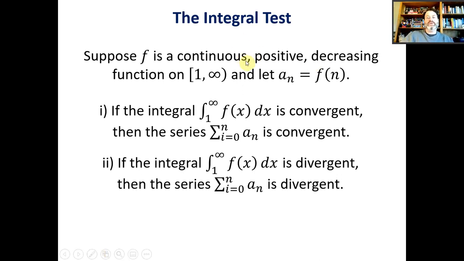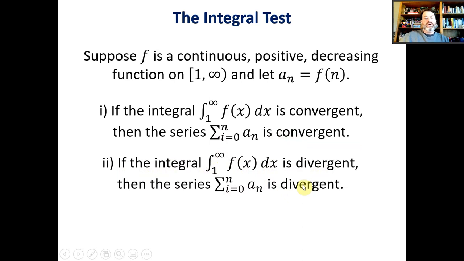All right, so we need a continuous, positive, decreasing function. Continuous because we can integrate it. Positive because we need it to be bounded below, so it can't be negative. And decreasing because it has to be bounded and monotonic. We're going to let each term be the function evaluated at some n. Again, whether it's left or right endpoint doesn't matter. If the integral from 1 to infinity of f of x dx is convergent, then the series is too. And same thing here: if the integral from 1 to infinity of f of x dx is divergent, then the series is too.